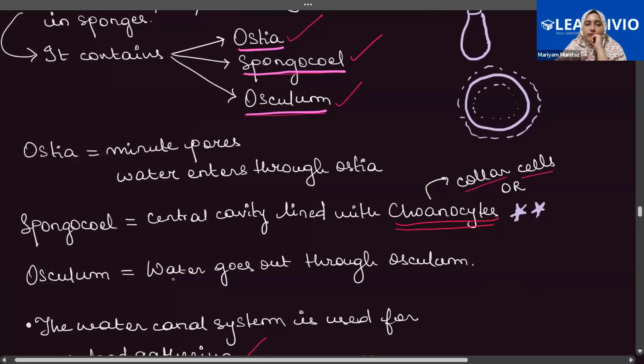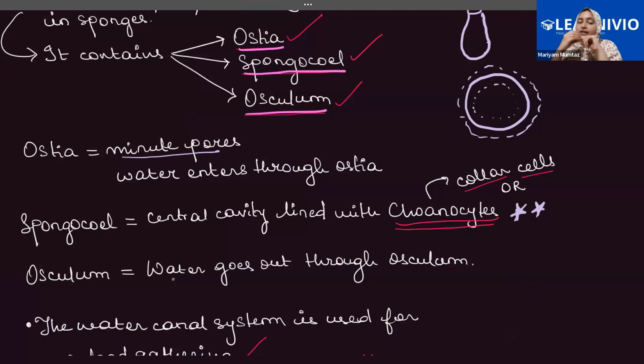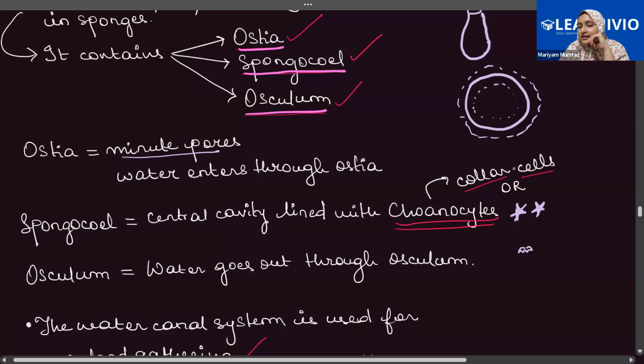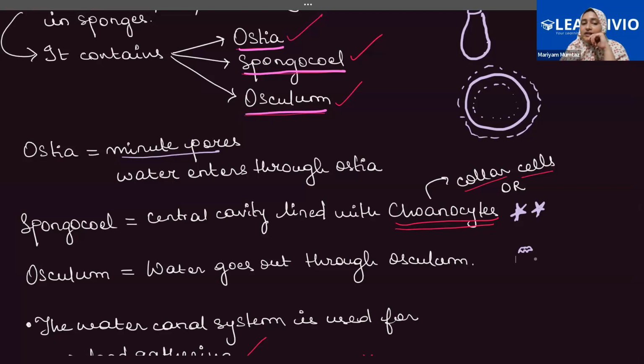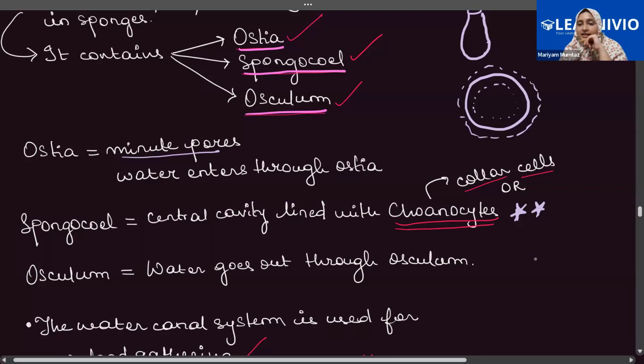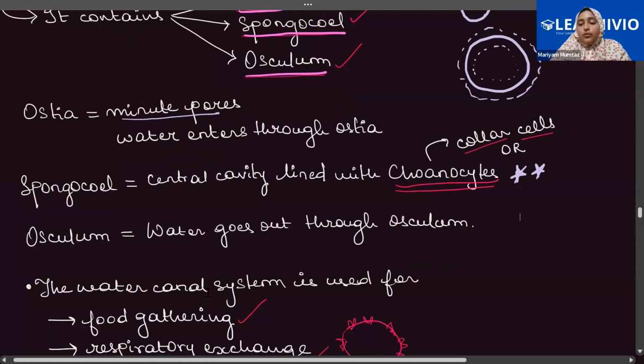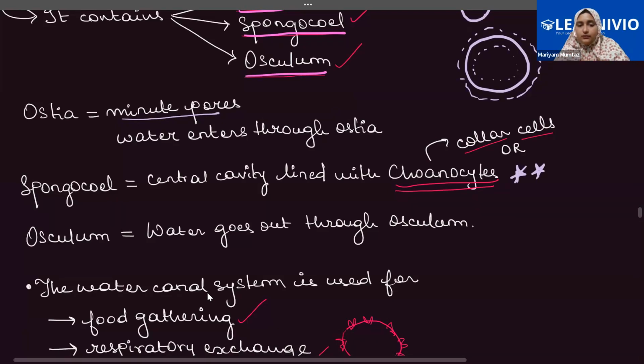See, ostia are minute pores and water enters through these ostia. It goes into the spongocoel, which is the central cavity, and this central cavity is lined with choanocytes. Choanocytes are collar cells. These are weird shaped cells that are present towards the inner side of the spongocoel as the inner lining of the spongocoel. Then there is osculum. So finally, when the water and its needs are done, the water goes out through the osculum. Clear? So this is the water canal system.